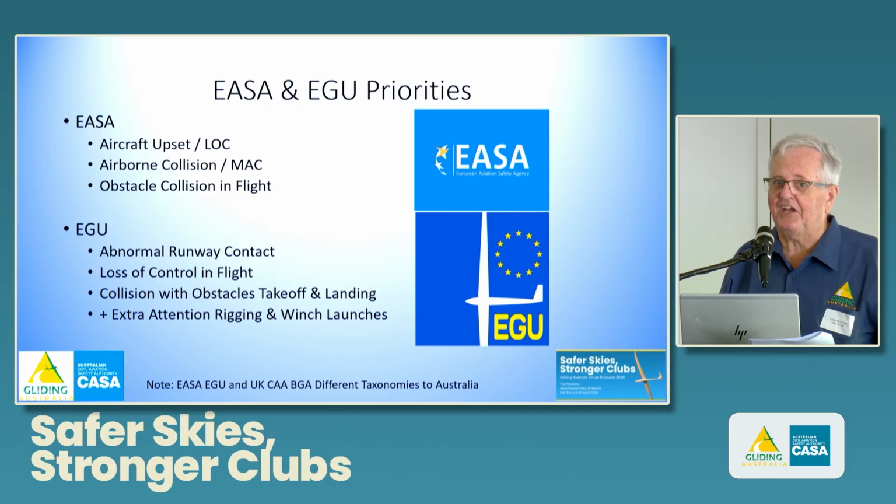But they're using different taxonomies. Same with the Brits. Completely different taxonomies to us. Their taxonomies are based on powered aircraft environments. Their taxonomies have an outlanding as equating an emergency, whereas for us, an outlanding is a routine issue. It's not an emergency per se.